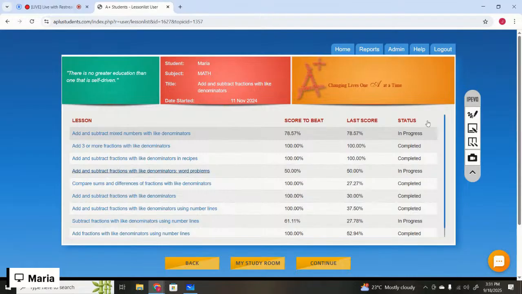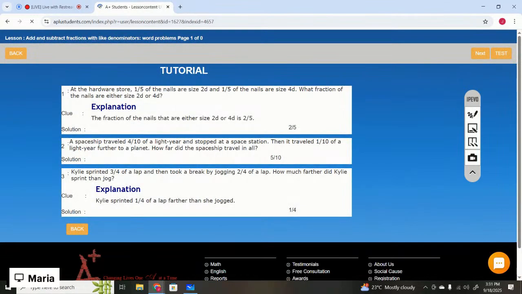The lesson is add and subtract fractions with like denominators. Let's just start with the lesson. Okay, I'm going to start with the test questions.